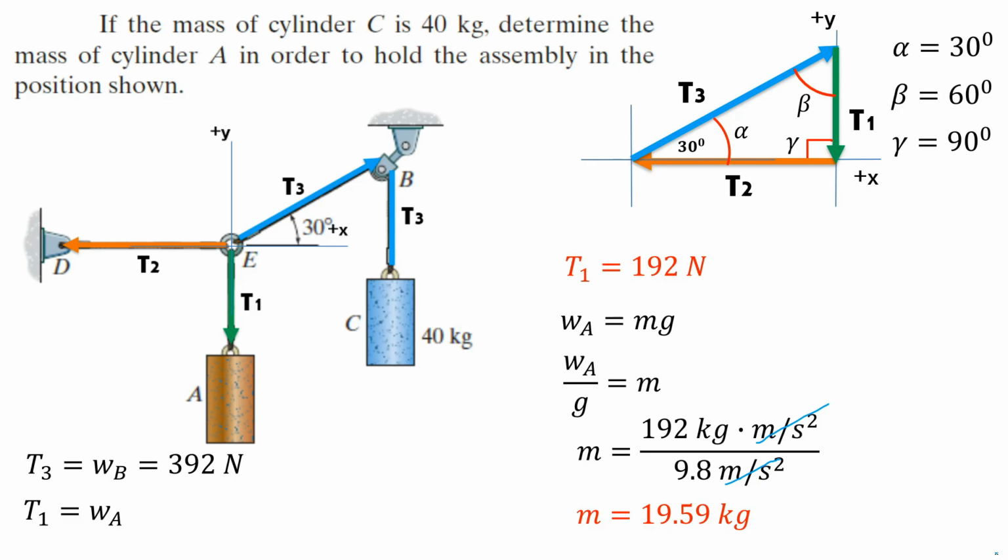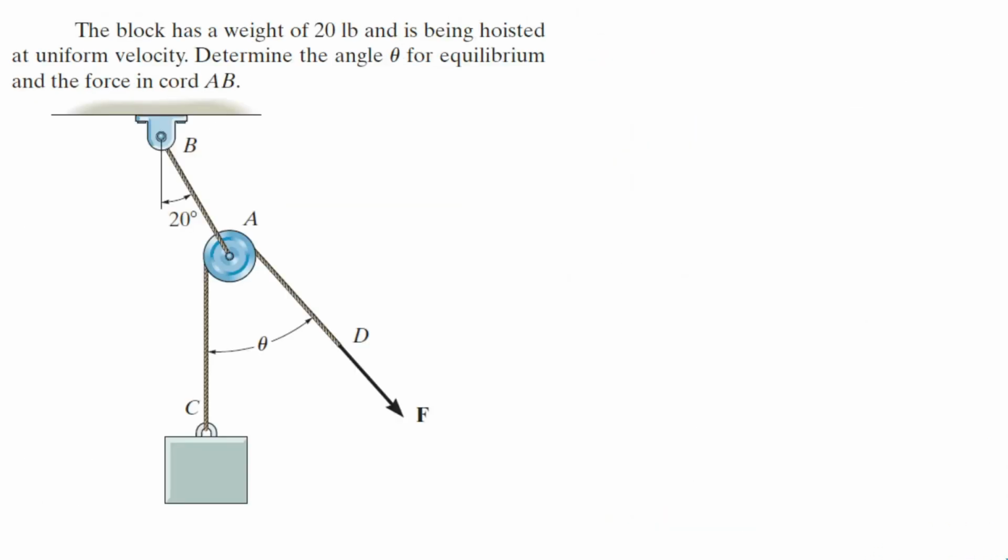So let's answer another problem, which is this. The block has a weight of 20 pounds and it is being hoisted at a uniform velocity. Determine the angle for the equilibrium and the force in cord AB.